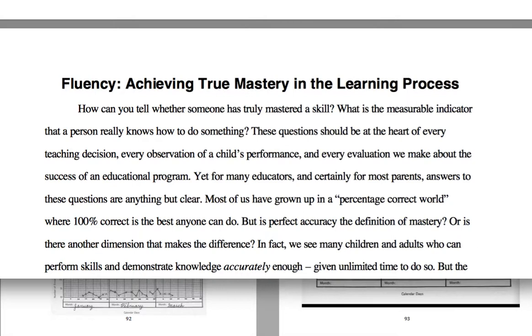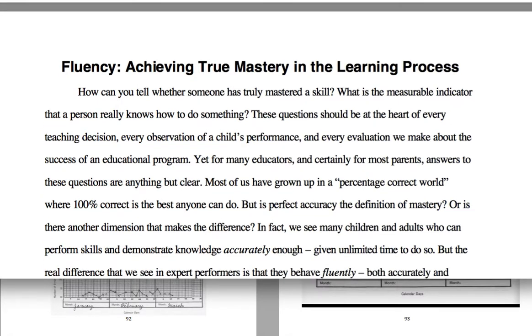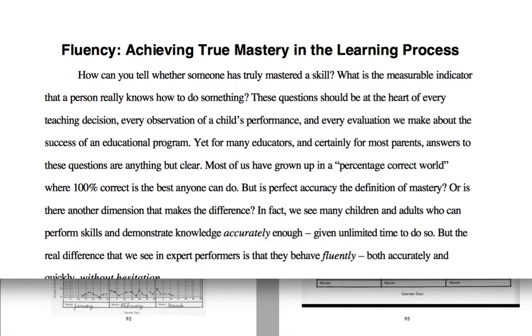And this is why I wrote my Blend Phonics fluency drills. Now here we go. Fluency: Achieving True Mastery in the Learning Process. You're going to learn some new things here if you haven't studied this before. How can you tell whether someone has truly mastered a skill? What is the measurable indicator that a person really knows how to do something?